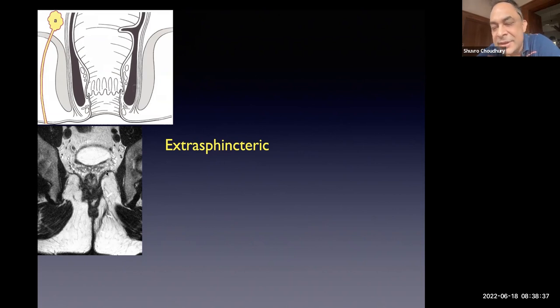There is a difference in the anatomy. You will be able to see it. But on T2, you can see it so well, right? It's the same place where it will be. So this is the levator plate.